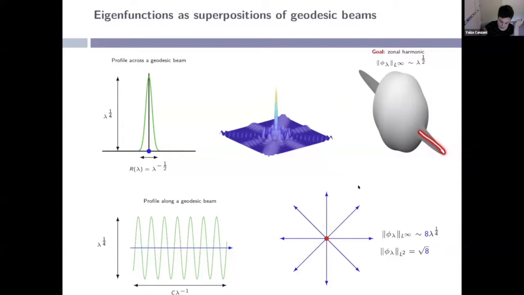And if you try to answer that question and try to understand how many beams you can fit in that circle, you need to remember that the width of the band of a single beam was like lambda to the -1/2.